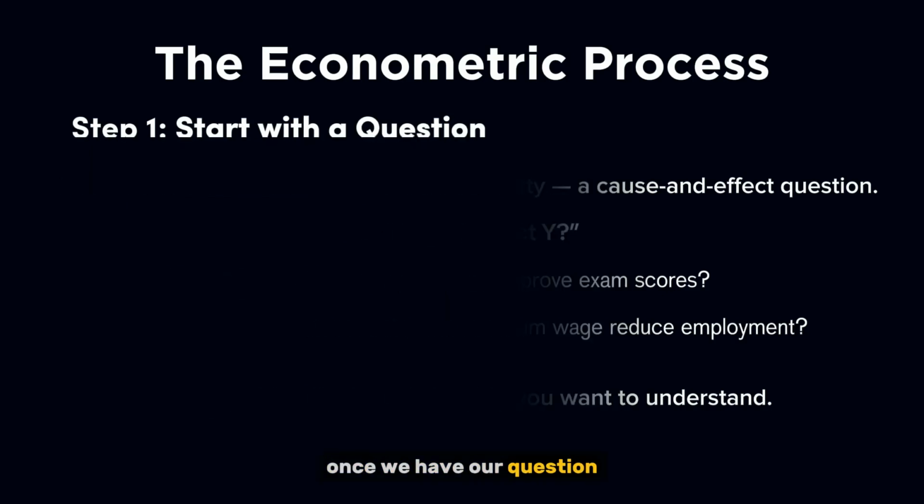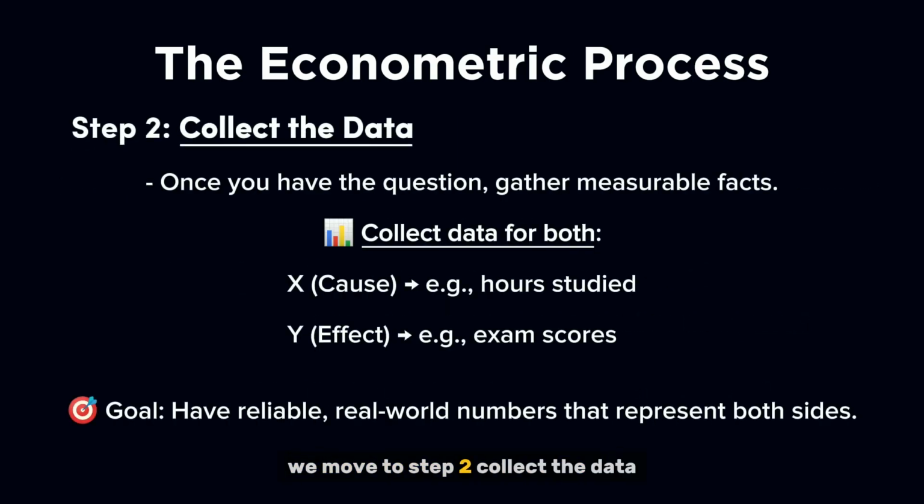Once we have our question, we move to step 2, collect the data. Here, we gather information about both X and Y, the cause and the effect. If we're studying grades, we might collect data on how many hours each student studied and the score they received on their exam. The goal is to have real, measurable numbers that capture both sides of the relationship.